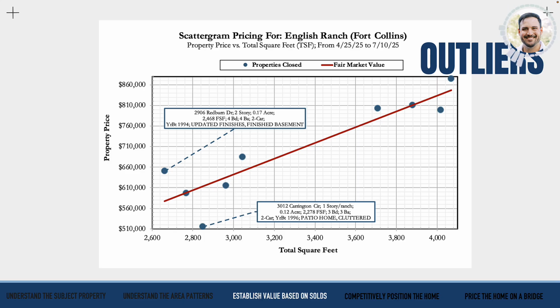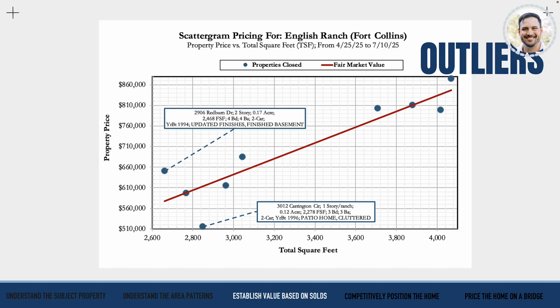In this case, we can see that there's one way above and one way below that both have text boxes added to them. The one way above was built in 1994. It does seem like it fits our neighborhood and fits our data, but it's clearly updated finishes with a finished basement, which is causing it to jump that high above the line. Again, like I said earlier, some houses here are probably getting fixed up. Some, maybe like ours, are in good shape and need some updating, but are not necessarily in bad condition. Now, this one that's way down below is actually a patio home and it's pretty cluttered. So it has two negatives that drag it down below that.